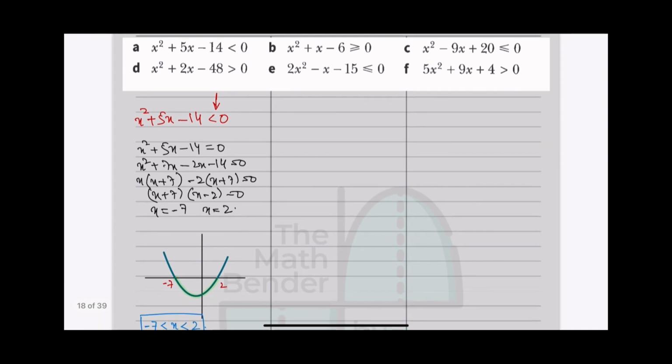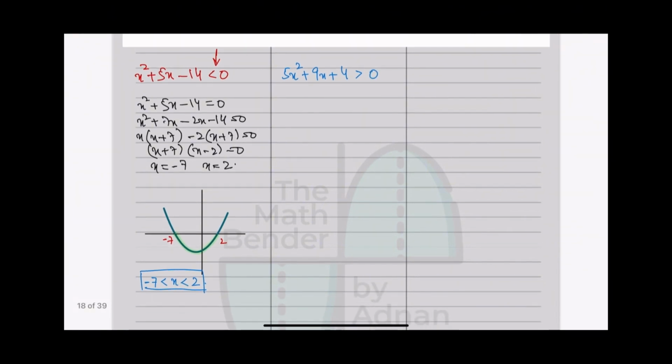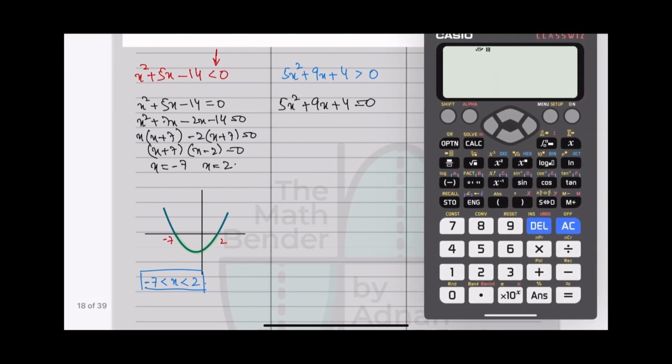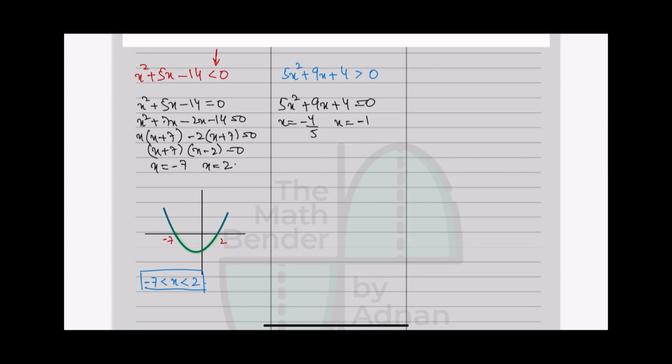One more question I'll try to solve here. Since normally the last questions are the toughest ones, I'll take this. But if you have any further queries related to it, you may write in the comments and I'll try to get back. Okay, so step 1, same thing, 5x² + 9x + 4 equals 0. And I'll take an alternate approach and try to solve it using the calculator. So x turns out to be -4/5 and x equals -1.